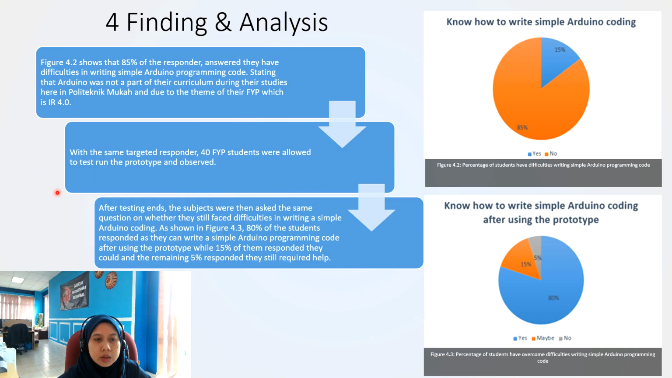Then, with the same targeted respondents, they were allowed to test run the prototype and observe. After the testing, the students were asked the same question, whether they still faced the same difficulties in writing simple Arduino coding. After the test, they said that they can write a simple Arduino program, so they can understand the basics of Arduino and IR 4.0.